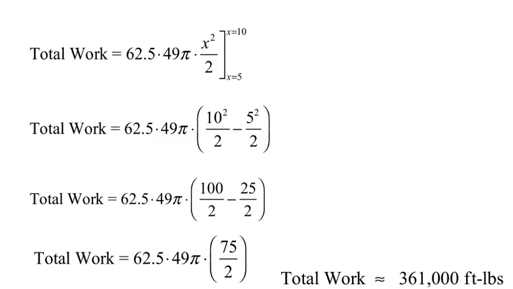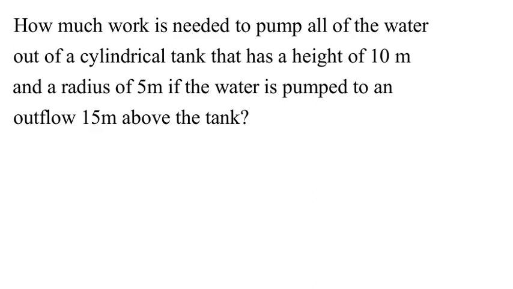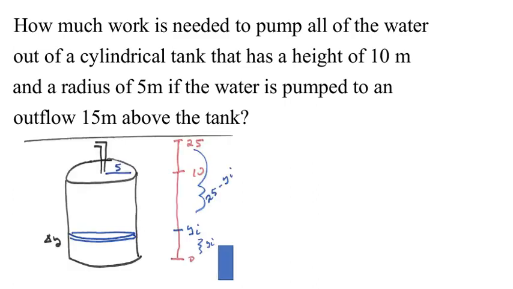So that was a question in British units. The next one is going to be in metric. So let's look at this. How much work is needed to pump all of the water out of a cylindrical tank that has a height of 10 meters and a radius of 5 meters if the water is pumped to an outflow 10 meters above the tank? So I have an outflow and I also have metric. So there are 2 changes from our first example.